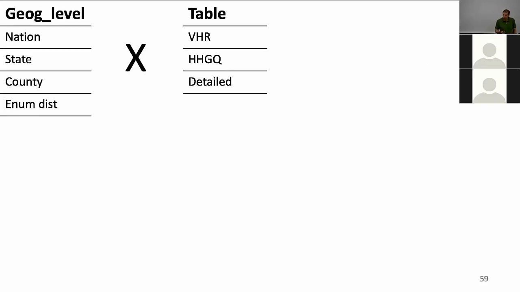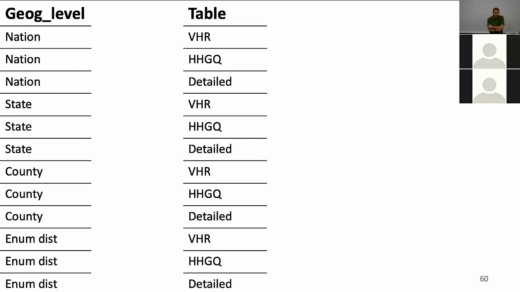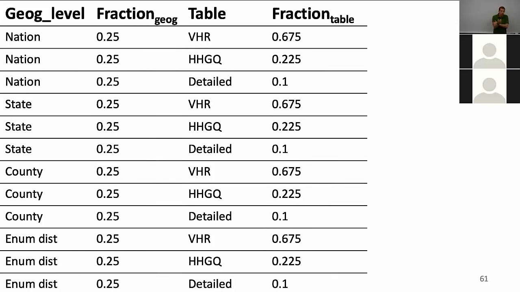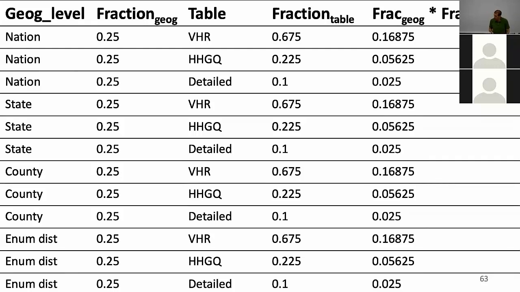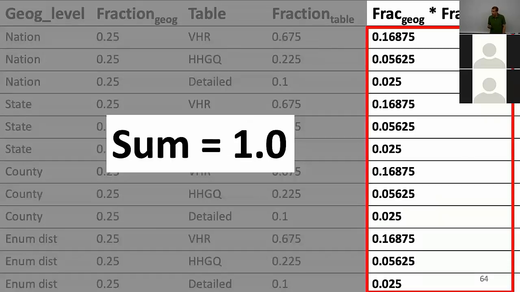They then take the cross product of the geographic levels by the tables to decide what's the fraction of the privacy loss budget that gets allocated to each combination of geography and table. So we take the geographic levels and the tables. We have 1 table for each geographic level. We add in the fractions that they allocated, and we simply multiply those together. That is the fraction for each record there. That's the fraction of the privacy loss budget that's allocated to each geographic level table combination. Still sums to 1.